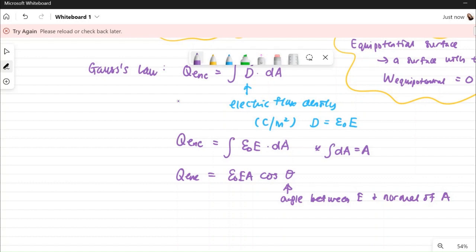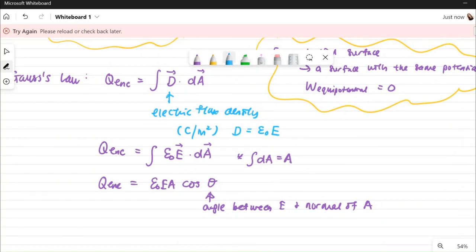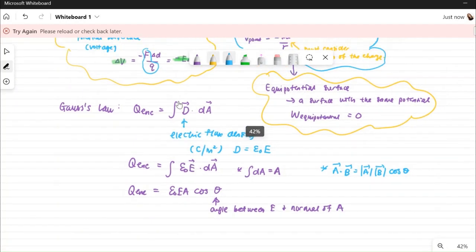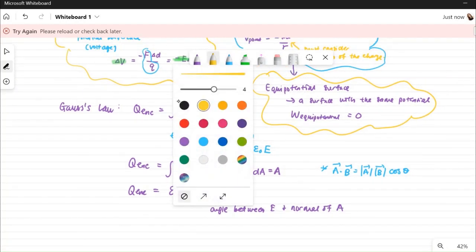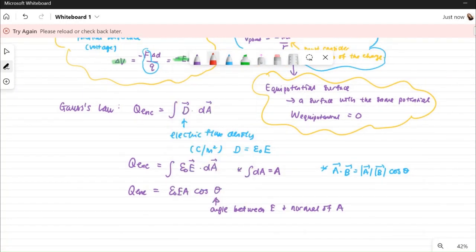So why is there a cos theta here? Because E is a vector quantity and A is also a vector quantity. So basically, we are using the dot product between two vectors. If you can remember, we learned that the dot product between two vectors is equal to the magnitude of A, magnitude of B, cos theta, right? That's how you get the cos theta there. So this is Gauss law.